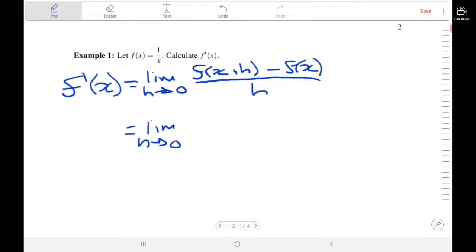Now in this case, the function evaluated at x plus h is 1 divided by x plus h. And we're subtracting the function at x, 1 divided by x. And we divide all of this by h. Now before we actually calculate the limit, we'd like to simplify this fraction a little bit. And what we'll do is we'll try to write the numerator as a single fraction.